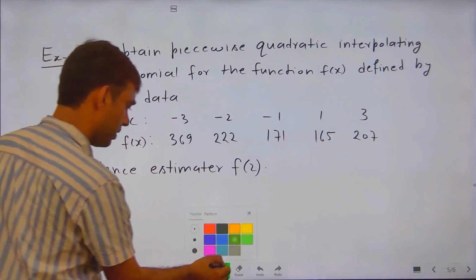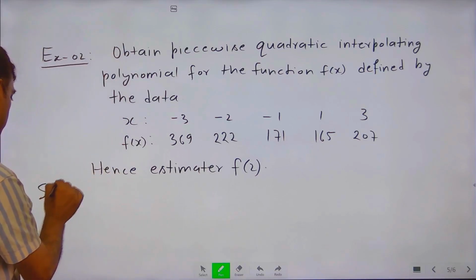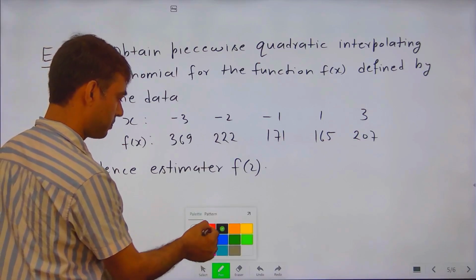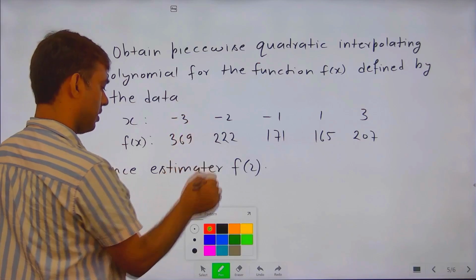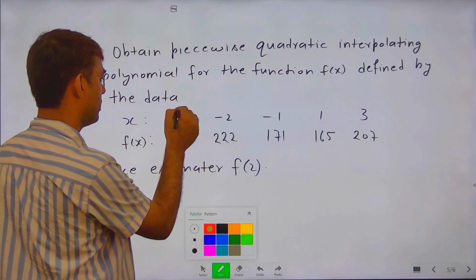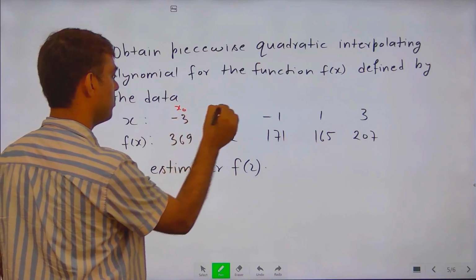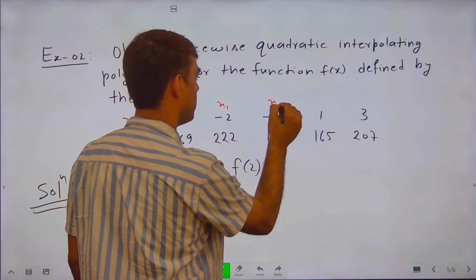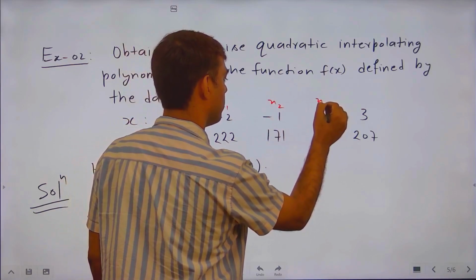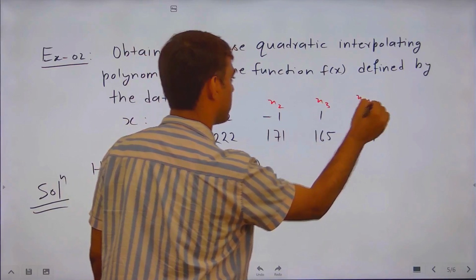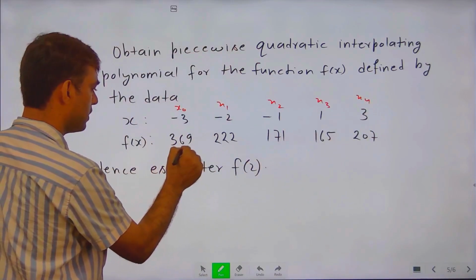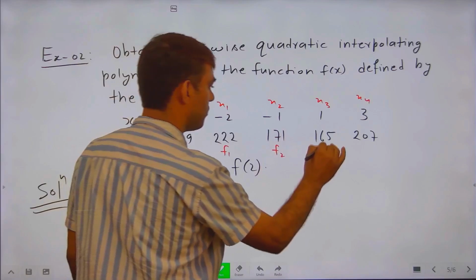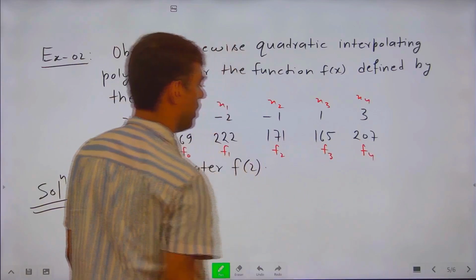So, what is the solution? How do we find the solution? If we closely observe here, for the sake of simplicity, we denote this data by x0, minus 2 by x1, minus 1 by x2, 1 by x3, and 3 by x4. And the corresponding values of the function are denoted by f0, f1, f2, f3, f4.